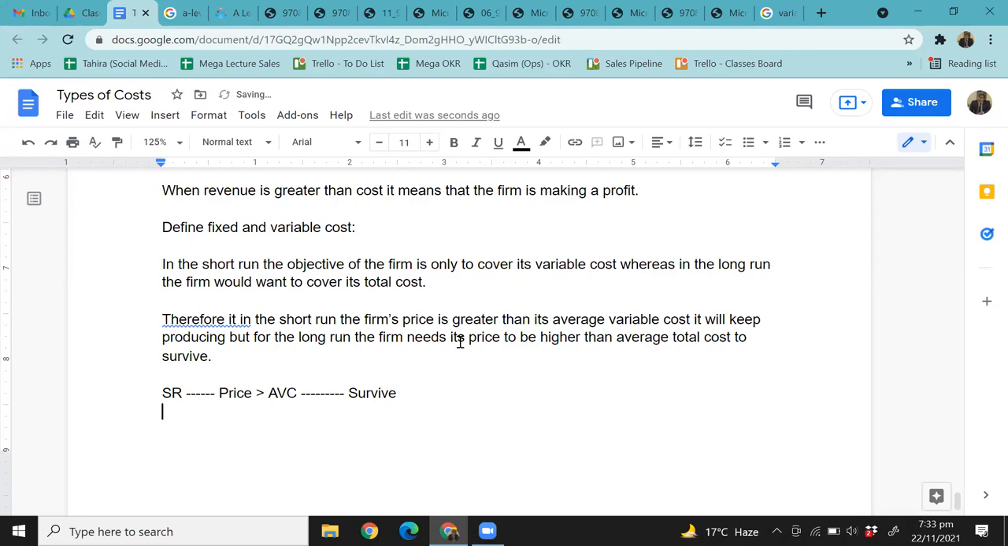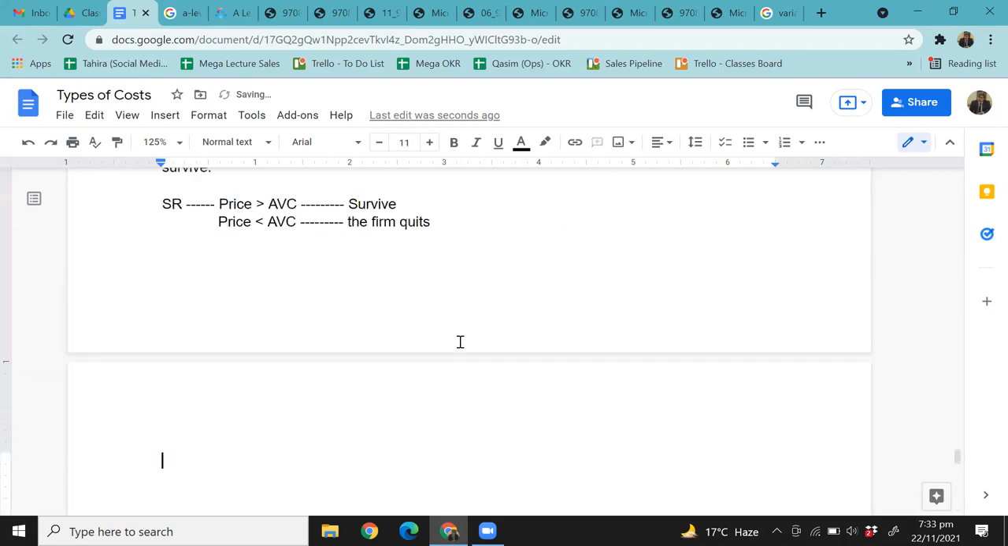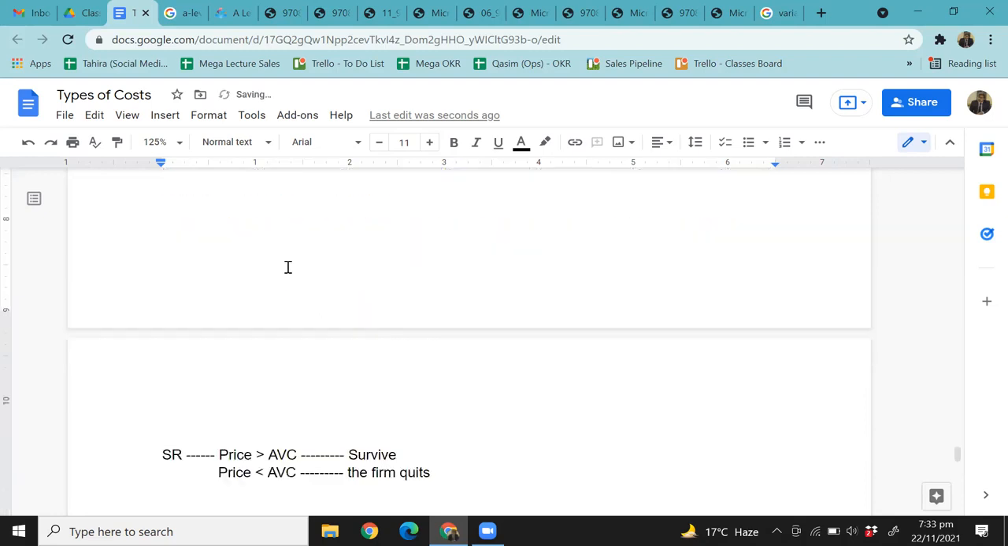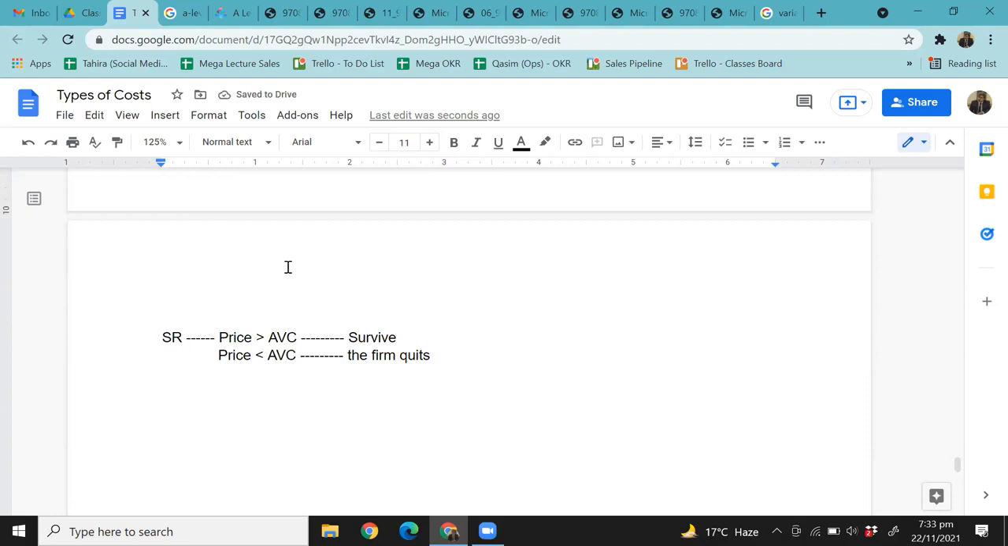And if in the short run, your price is less than your AVC, then the firm quits. The firm quits the market. Is it making sense? Now let's first talk about this. If a business is not even covering the cost that it takes to produce that product, then why should it even survive?